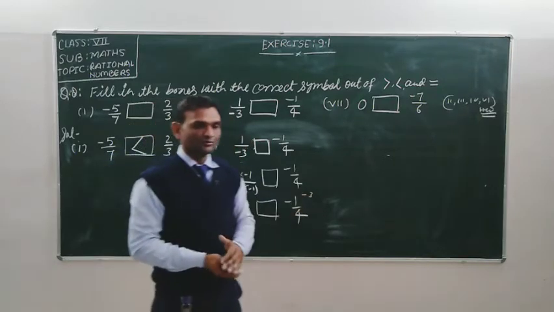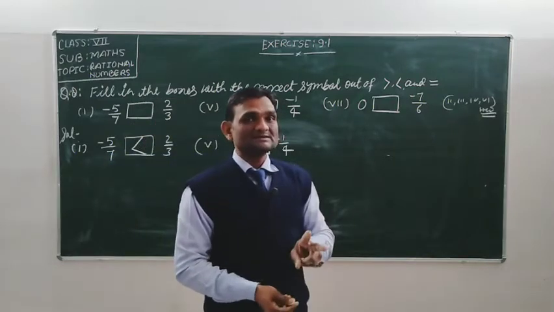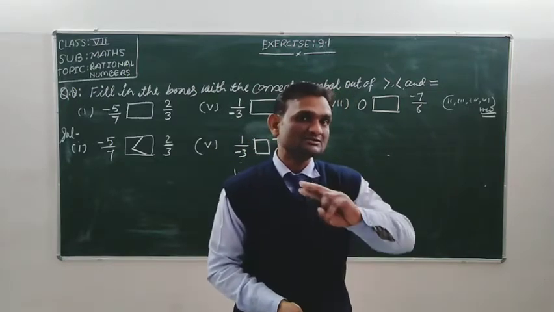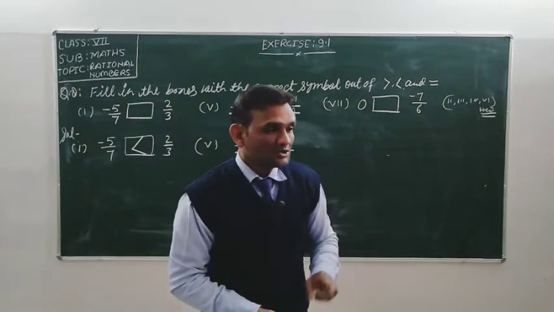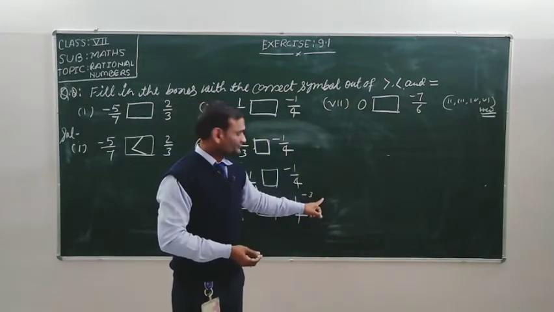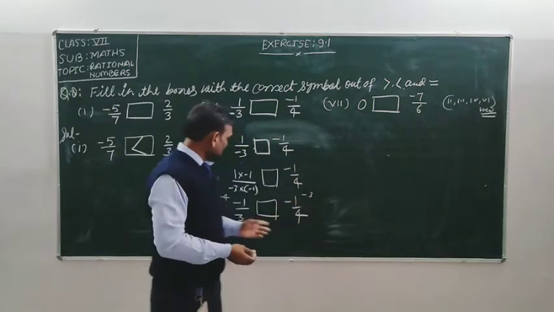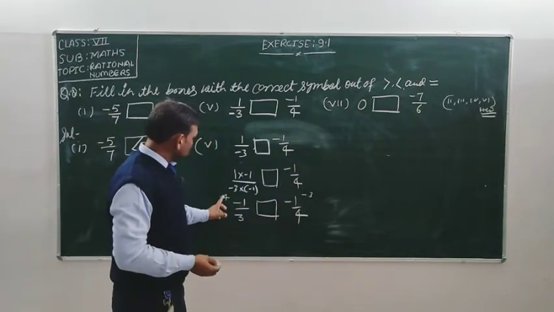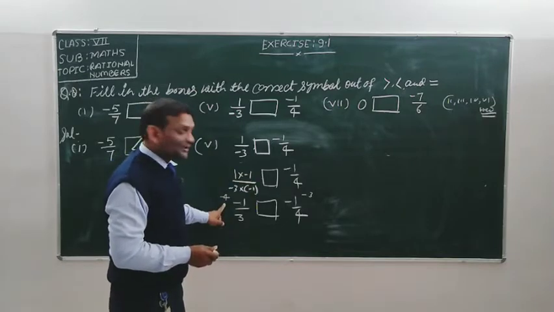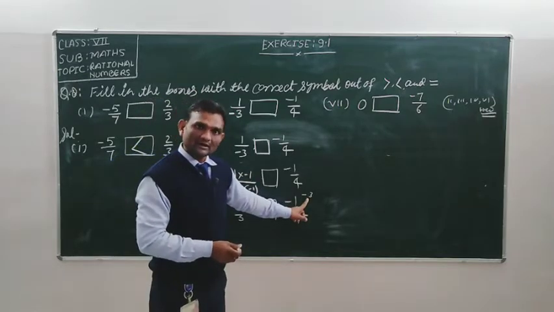Student, I have told you, if two negative rational numbers are given and you need to compare which is greater and which is smaller, then that rational number which looks the smaller will be greater, and that number which looks the greater will be smaller, if both are negative.